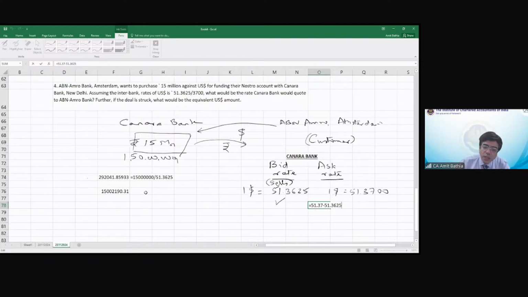Now the specific question that you asked: since this is the rate at which the customer is selling to you, in other words, the rate at which the bank will buy, what is the sell rate for the customer becomes the buy rate for the bank. So the bank is buying at 51.3625 and gets $292,000. You are asking how the bank will make money. If the bank sells the same to the other customer at 51.3700, it will make money. You had essentially given 15 million rupees. Now you are getting 15 million plus 2,190. So 2,190 becomes the spread for the bank.